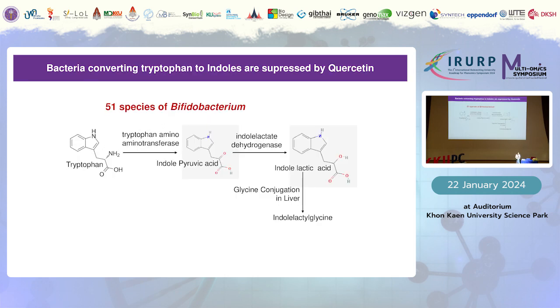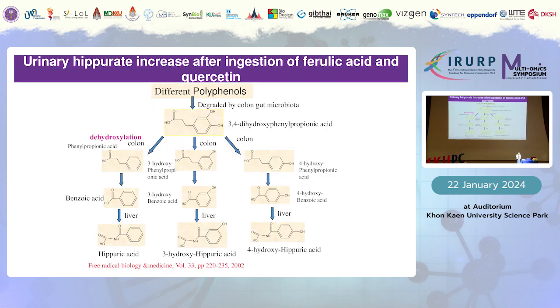So we also see the indole metabolites decreased. We know indole metabolites originate from tryptophan. There is literature already indicating that 51 different species of bacteria can work on tryptophan and produce a range of different indoles. Indole lactic acid then conjugates with glycine in the liver to produce indole acetylglycine, which we see is suppressed by quercetin and by folic acid. And then we also see an increase of hippurate.